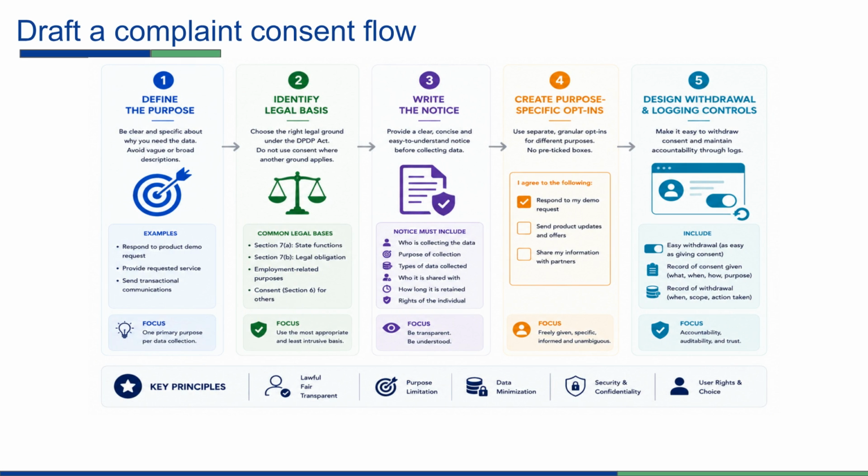Let us get into practical aspects of consent flow further. To draft a compliant consent flow, follow these 5 steps. Define the purpose, identify the legal basis, write the notice, create purpose-specific opt-ins, and design clear withdrawal and logging controls. Take up one use case, such as HR onboarding, customer support, newsletter sign-up, or event registration. Produce a notice line, a consent field, a withdrawal path, and a record-keeping approach.